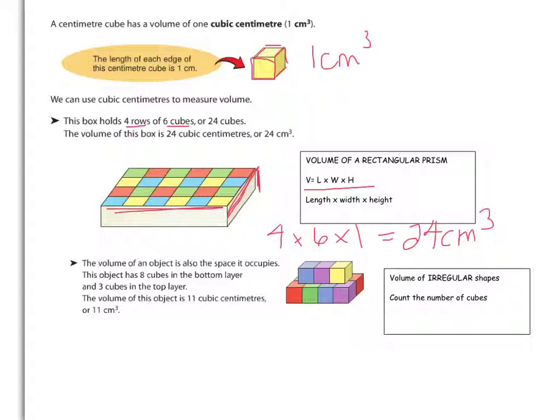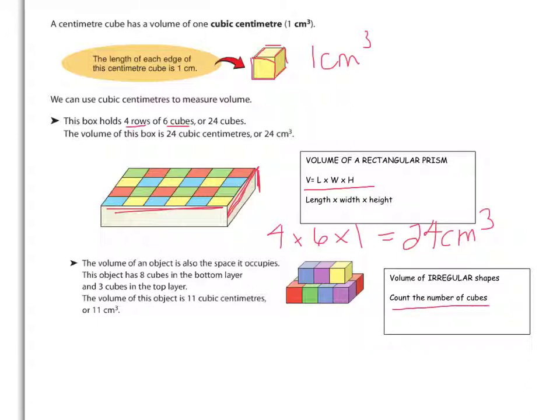Okay, because there's 1 layer. Sometimes we have irregular shapes. An irregular shape is one that is not a rectangular prism. It is not a nice rectangle of layers. In that case, we actually have to count the number of cubes.